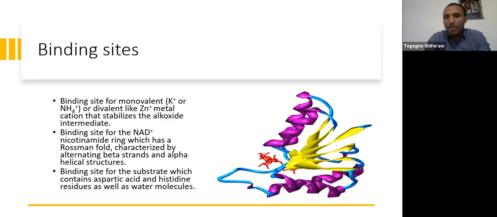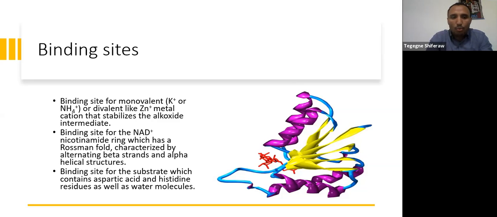For the metal cation, usually the metal cations we find in this enzyme are either monovalent or divalent. Monovalent include potassium ion, ammonium ion, or sodium and lithium ions. For divalent cations, we usually find either zinc or iron. And the main function of these metal cations is to stabilize the alkoxide intermediate. We're going to see which alkoxide intermediate we are talking about in the next slide.